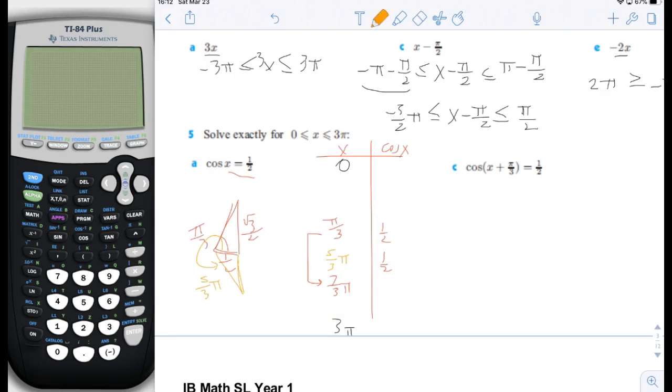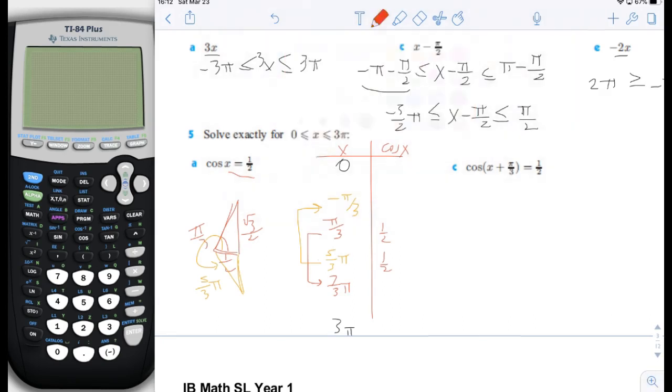Let's do a subtraction of 5/3 pi. So we're going to subtract 2 pi from that. So it would be 5/3 pi minus 6/3 pi. Remember, 6/3 pi is the same as 2 pi. 5/3 pi minus 6/3 pi gives us negative 1/3 pi. So negative pi over 3.